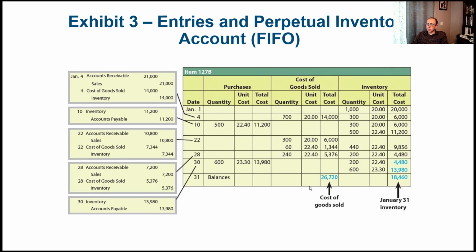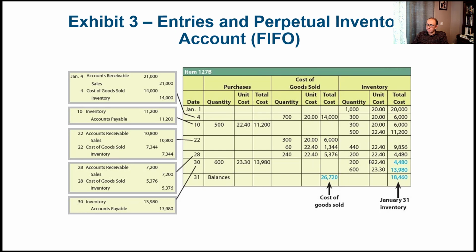So to calculate the cost of goods sold for the month for this item, we just need to add the total of the total cost. So we take the 14,000, 6,000, 1,344, 5,376, and that would be 26,720. And to calculate the ending inventory balance, we just look at the last inventory balance here, which is 4,480 plus the 13,980, which is 18,460.